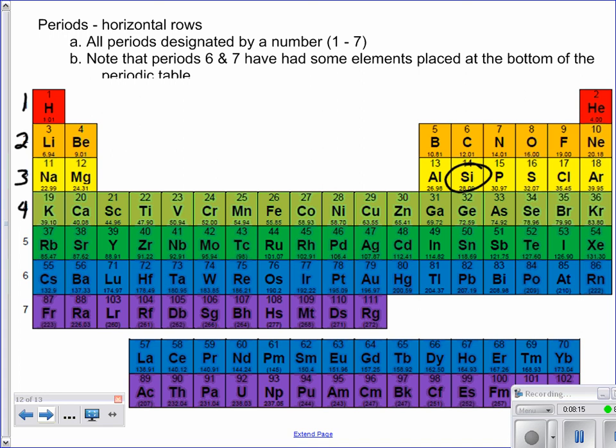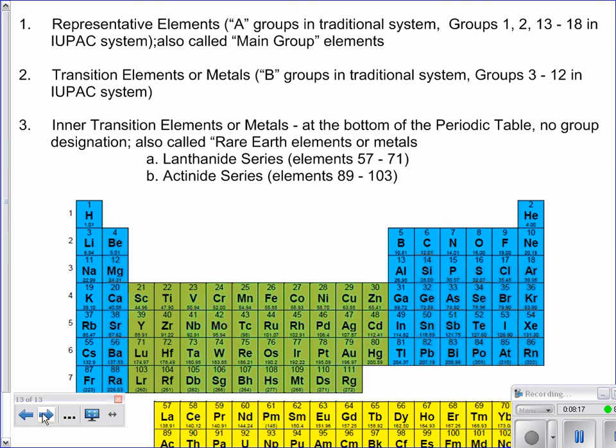Then we get back to what we said about representative elements. These are the main group elements here and here. It's everything you see in blue. All of those are considered the main group elements. It has to do with their valence electrons, which we'll talk about later. Let's just say those are our main group elements. That's all we need to say right now. Representative or main group, same thing.